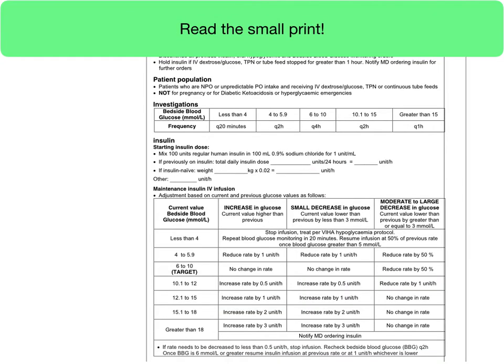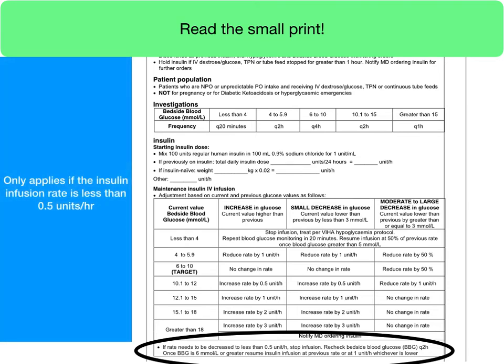It's really important that you read the small print. At the very bottom of the clinical order set, there is a place that says if the rate needs to be decreased to less than 0.5 units per hour, stop the infusion, followed by other instructions. This only applies to the insulin infusion rate if it's less than 0.5 units per hour. And that's the end of the scenarios.